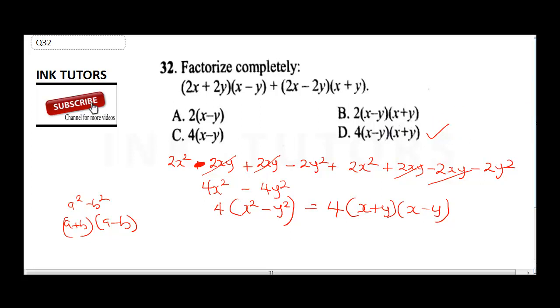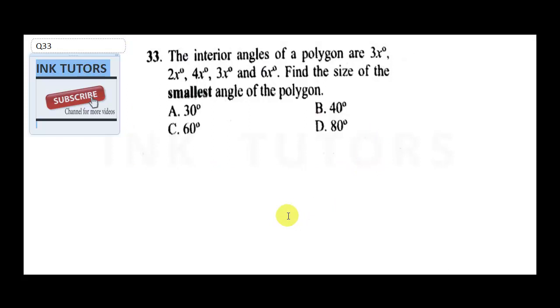So question 33. It says the interior angles of a polygon are 3x degrees, 2x degrees, 4x degrees, 3x degrees, and 6x degrees. Find the size of the smallest angle of the polygon. The smallest angle is 2x degrees, so all we need to do is find our x. For the interior angles of a polygon, the sum is n minus 2 bracket 180, where n is the number of sides.